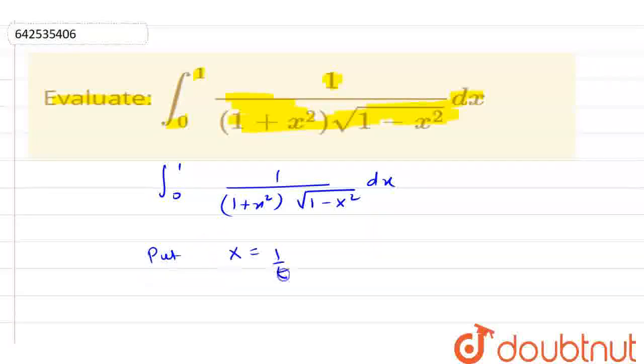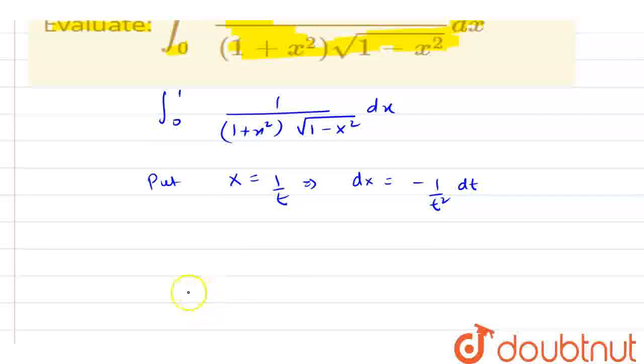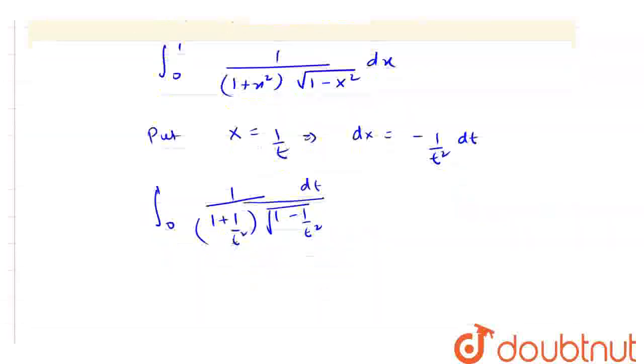So now I am going to put x as 1 by t. On differentiation we get dx as minus 1 by t square dt. So I have the limit here as 0 to 1 and we have 1 by (1 plus 1 by t square), and here we have under root (1 minus 1 by t square) dt.